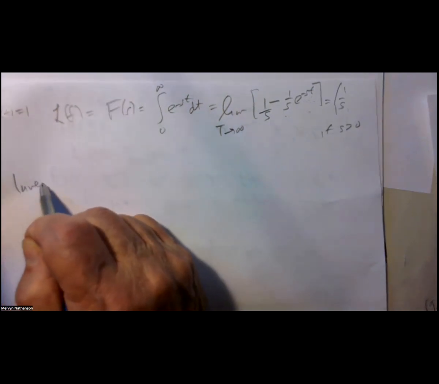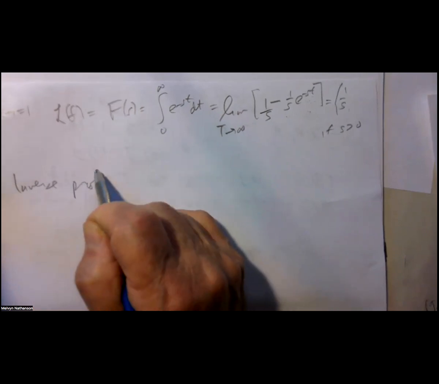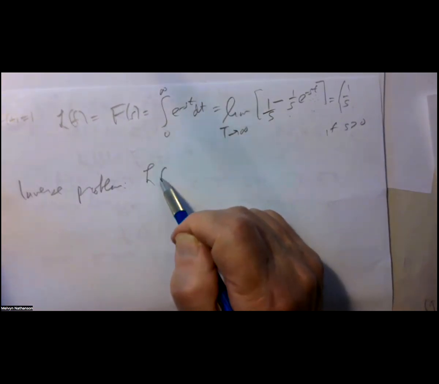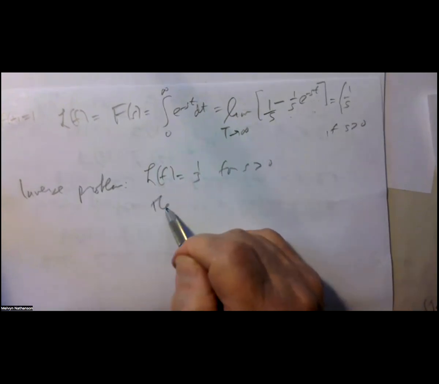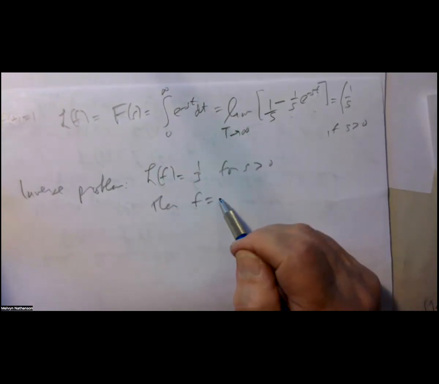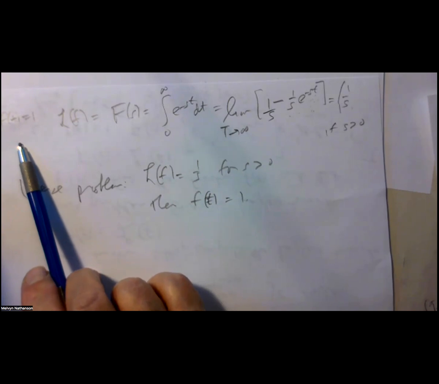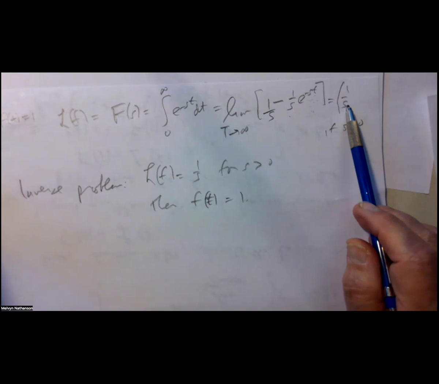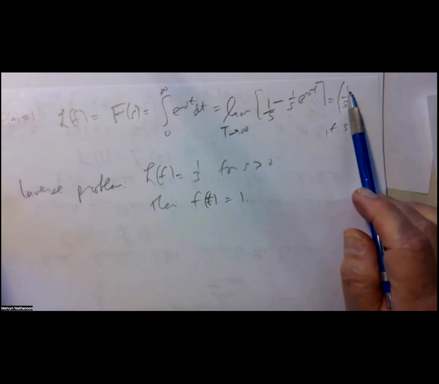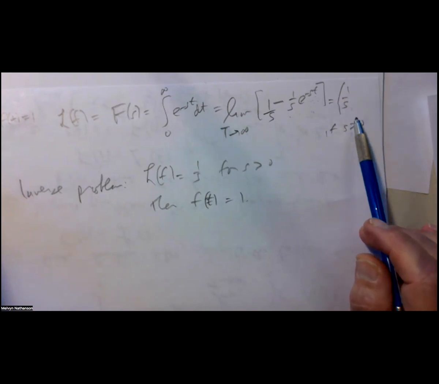And what about the inverse problem? Suppose the Laplace transform of f is equal to 1 over s for s greater than 0, then f is equal to the constant function 1. So if you're given the constant function 1, the Laplace transform is defined for s positive and it's equal to 1 over s. If you're told that 1 over s is the Laplace transform of some function, then the function is 1.